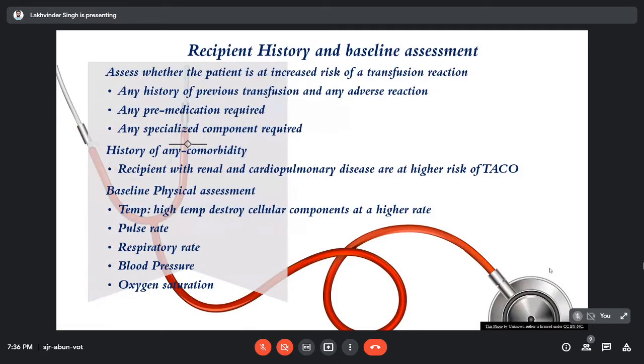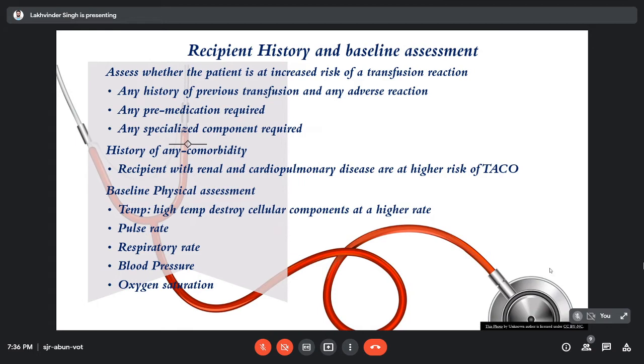Now coming to the recipient history and baseline assessment. We generally tend to forget these important points because they help us to decide which component is required, and whether any specialized procedure is required for the component. Generally, we get the form without diagnosis, without any other information, saying just two PRBCs are required. In that case, we are helpless. We cannot decide which component is required for this particular patient. So, whenever you receive a form for blood transfusion, you must have the complete history and you must assess the baseline parameters also.